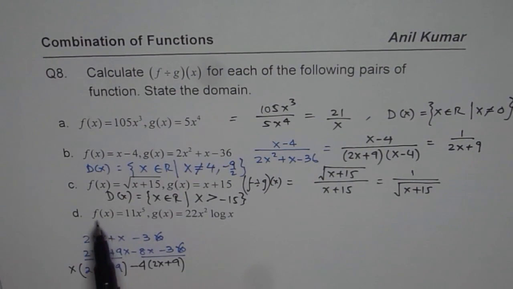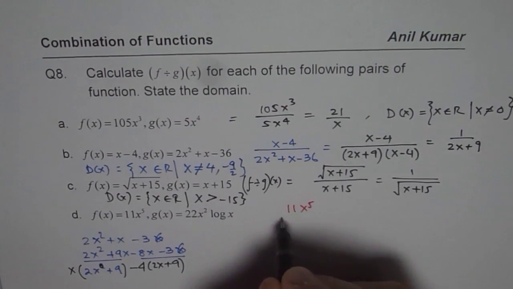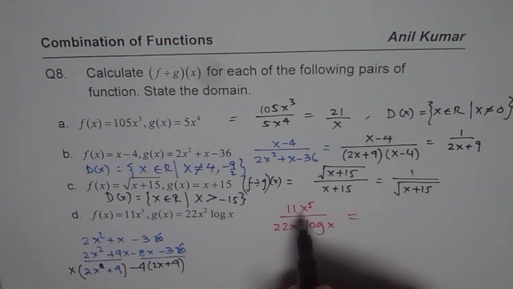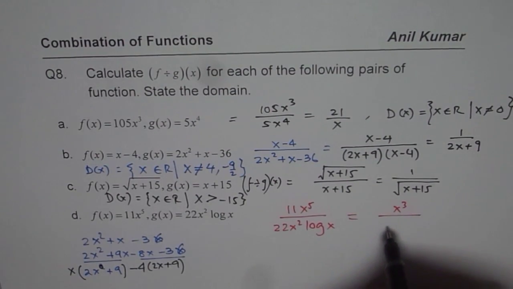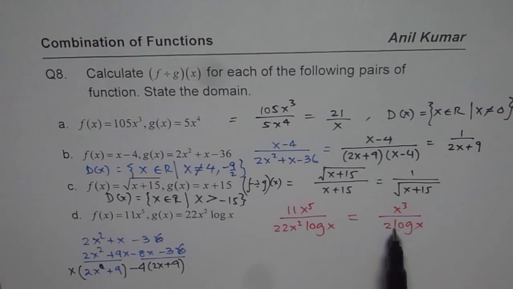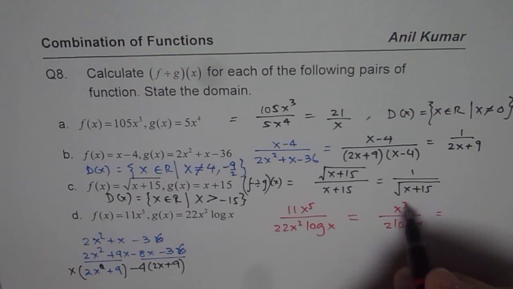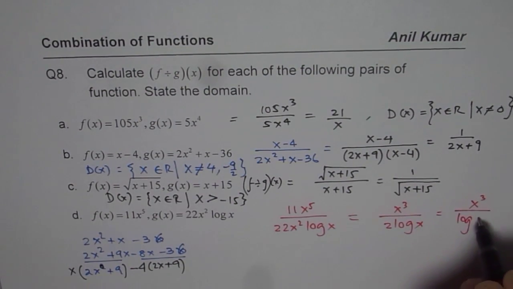The next function is f of x equals 11 x to the power of 5. So let me write 11x to the power of 5 in the numerator, and the denominator is 22x squared log of x, correct? So we can simplify this a bit. 11 goes 2 times, so we get x cubed over 2 log of x, right? So at times you can also write this as x cubed divided by log of x squared, right? So at times you can write it like this also, correct?